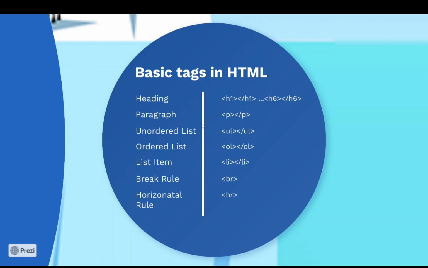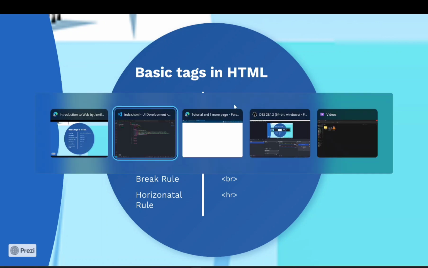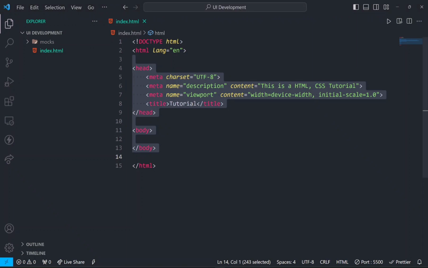Then we have something like the paragraph tag. All right. This lets us basically create paragraphs. So if we created a heading, maybe a title for an article, then we can add the content of that particular article using paragraph tags. All right. Now let's actually see this in action.